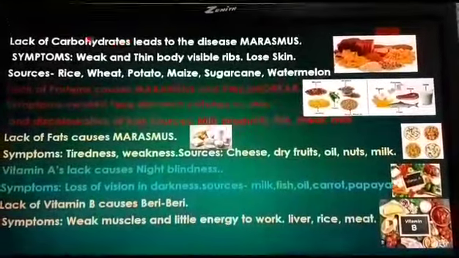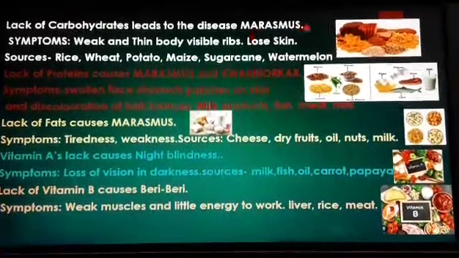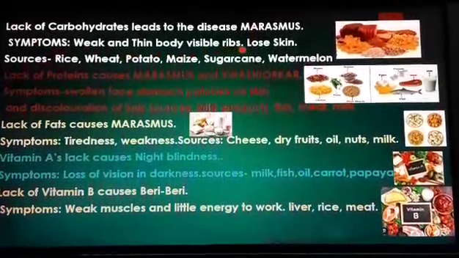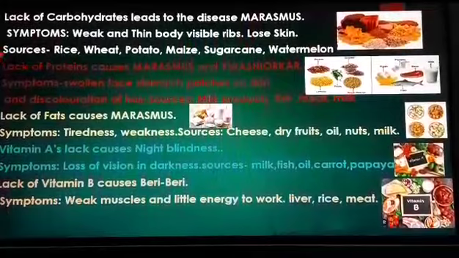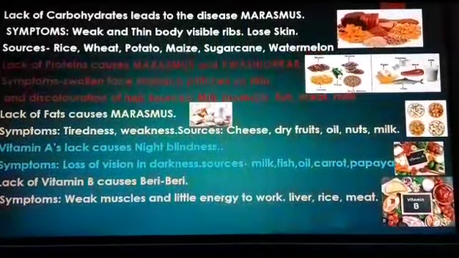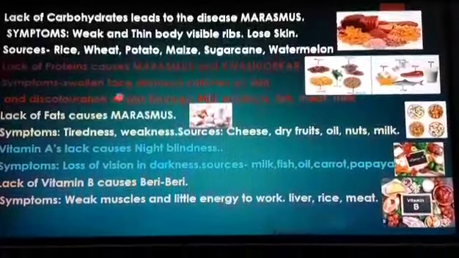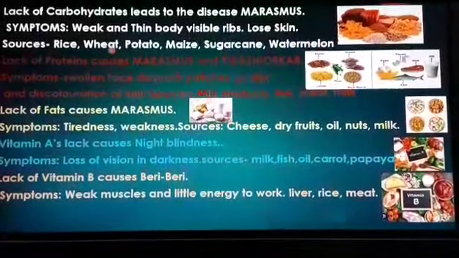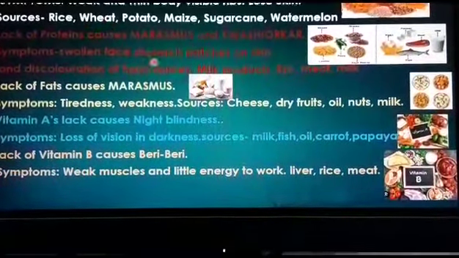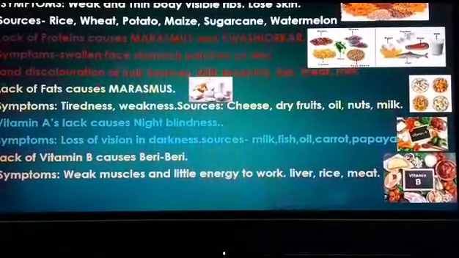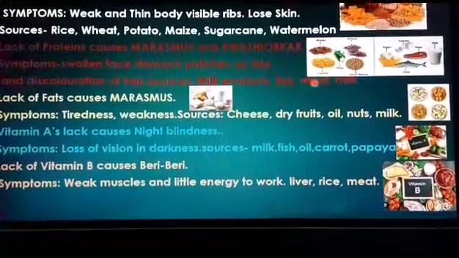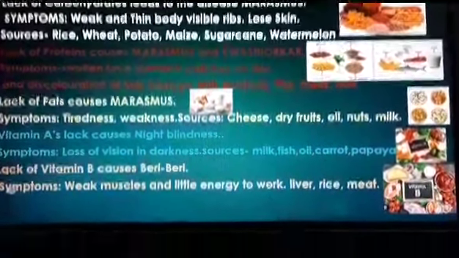Lack of carbohydrates leads to the disease marasmus. Symptoms: weak and thin body with visible ribs and loose skin. Sources: rice, wheat, potato, maize, sugarcane, watermelon, etc. Lack of proteins causes marasmus and kwashiorkor. Symptoms: swollen face and stomach, patches on skin and discoloration of hair. Sources: milk products, fish, meat, milk, etc.